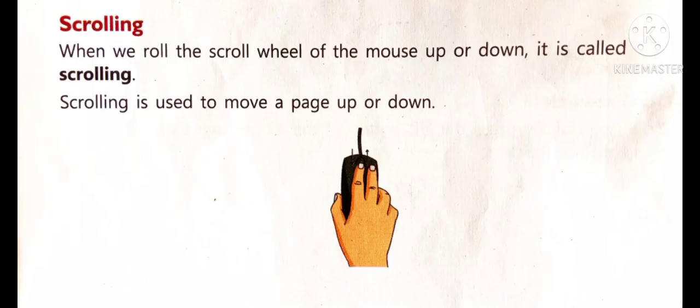Scrolling. When we roll the scroll wheel of the mouse up or down, it is called scrolling. Scrolling is used to move a page up or down. We use the scroll wheel, as we have seen on the parts of a mouse, that the scroll wheel is at the center of the mouse. We use it to move the page up or down. Scrolling is sliding text, images, or videos across a monitor vertically or horizontally.